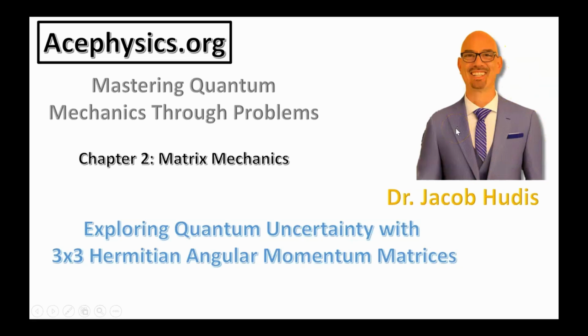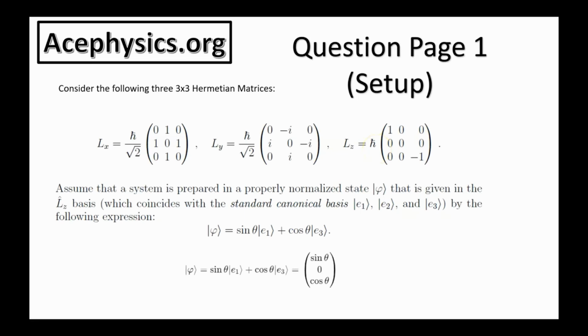Today I have a great problem for us to look at. It's titled Exploring Quantum Uncertainty with 3x3 Hermitian Angular Momentum Matrices. Let's look at the problem on the next slide. Let's go. Here's the setup to the problem.